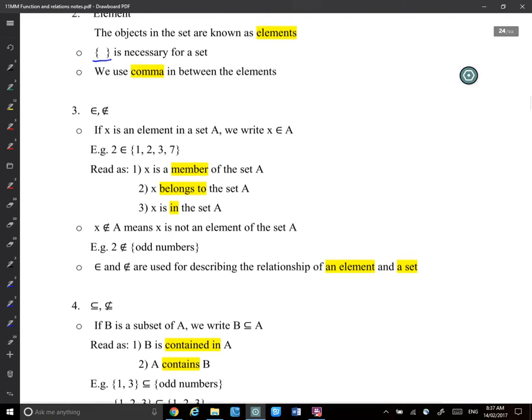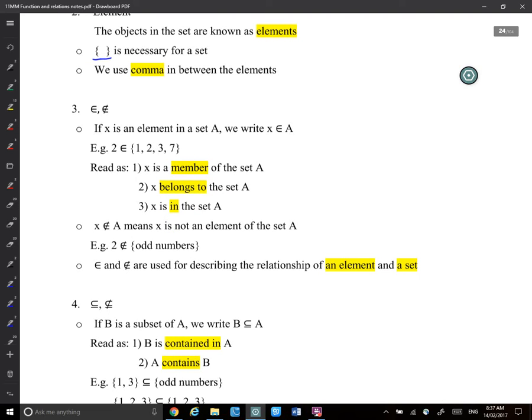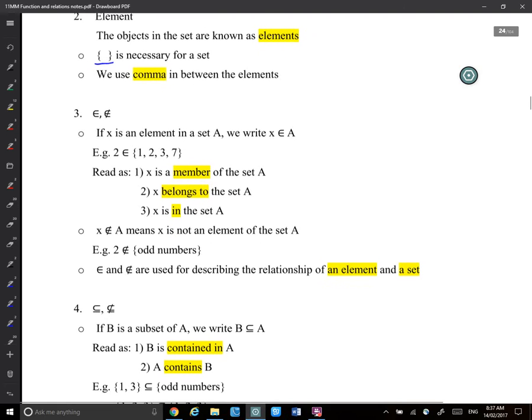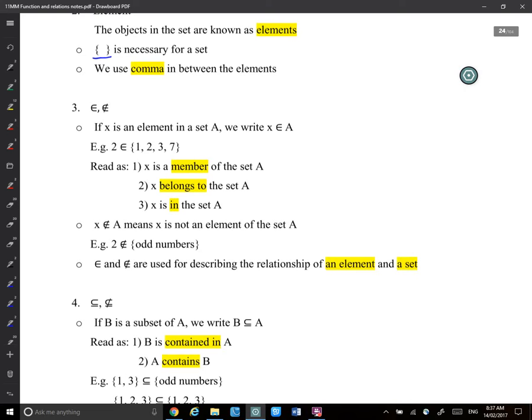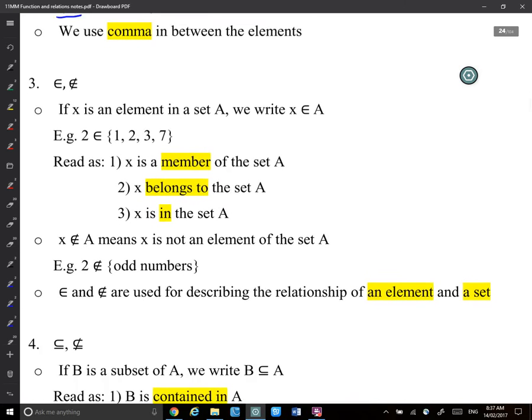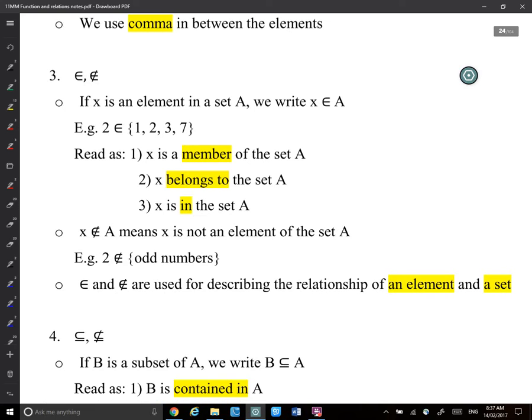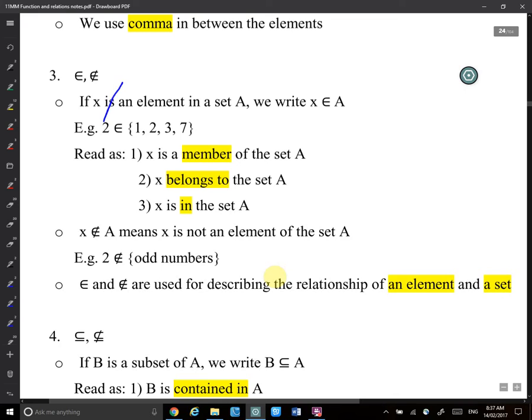So the next one is belong. This is belongs to and not belongs to. If x is an element in the set A, we write x belongs to A. So for example, we write 2 belongs to {1, 2, 3, 7}. We read it as x is a member of set A, or x belongs to set A, or x is in the set A. But one important thing is this 2 is an element, and this is a set.